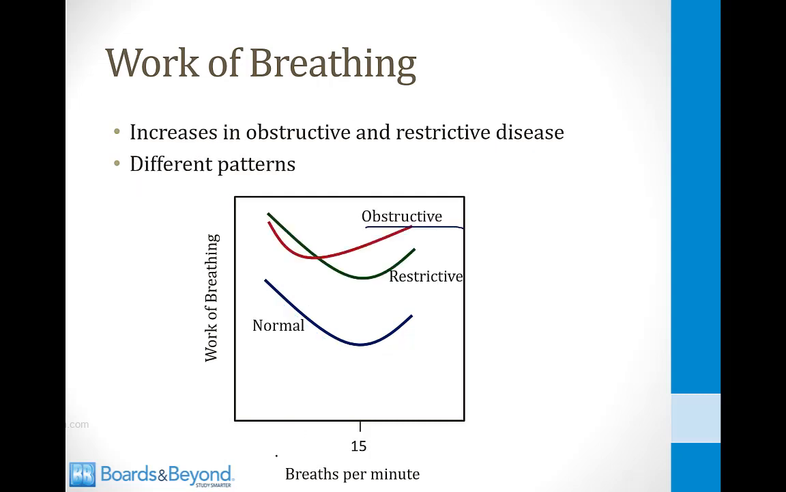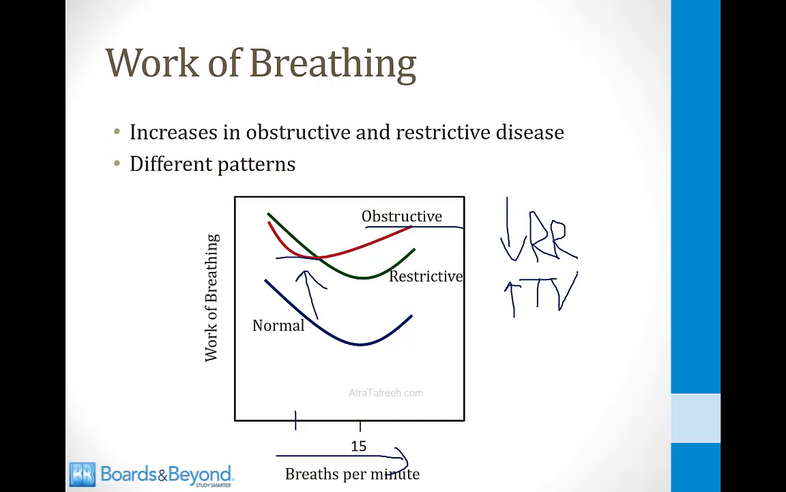At all respiratory rates, at all breaths per minute, the work of breathing is higher for patients with obstructive disease. But the point at which the work of breathing is minimized occurs down here at a lower respiratory rate. To minimize work of breathing, what patients with obstructive lung disease want to do is breathe at a low respiratory rate, and they want to breathe at a high tidal volume. These patients like to breathe slow and deep to minimize the work of breathing.